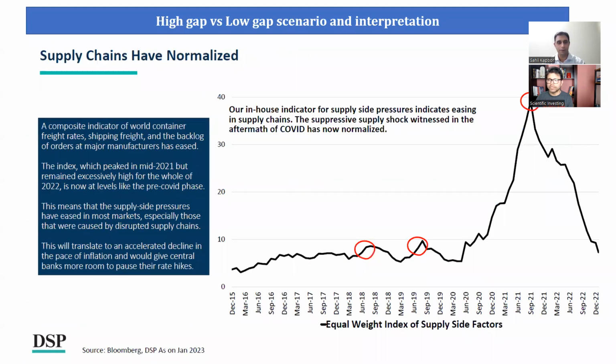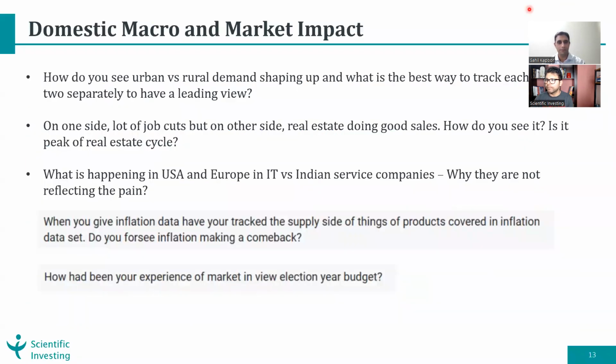Let me go through some of the questions. So on domestic, members had a lot of questions. Yeah. One is, and I think you showed some of the rural numbers also. How do you see the current urban versus rural demand shaping up? And what is, I think you dealt where to track. Yeah. So these are the questions. Maybe you can just hand over.